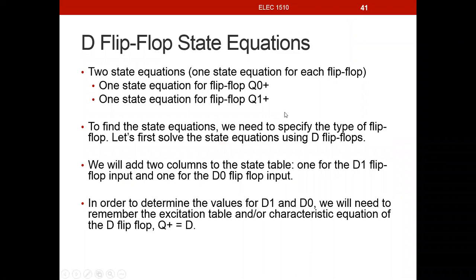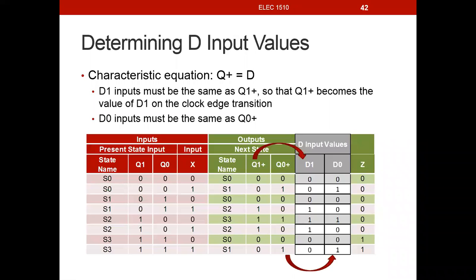We'll have two state equations. One state equation we'll have for flip-flop Q0 in the next state and flip-flop Q1 in the next state. In order to do that, I decided to solve using D flip-flops. We added the two columns already, one for the D1 flip-flop input and one for the D0 flip-flop input. And then we'll use the excitation table to decide what Q next is. This is the completed table, but I'd rather walk through how this was completed with you.